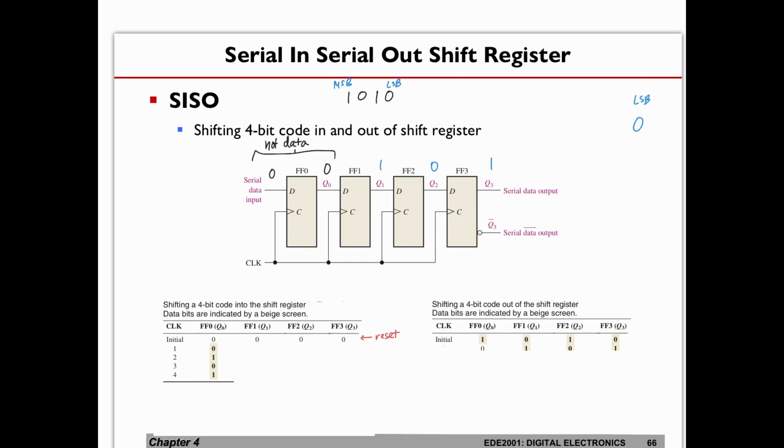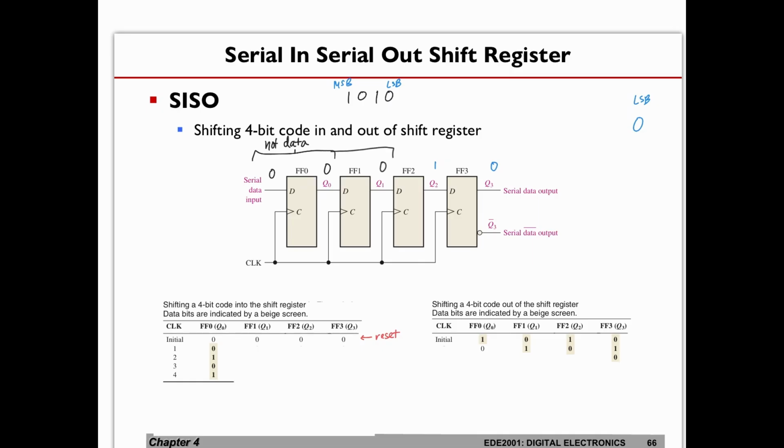Now, let's continue looking at what happens at the next clock cycle. Again, at the next clock cycle, the input of flip-flop 3 is a 0, and that will become the output at the next clock cycle. So this will become a 0. Because the input of flip-flop 2 is a 1, the output will become a 1. And for flip-flop 1, the input is a 0, so the output will become a 0.